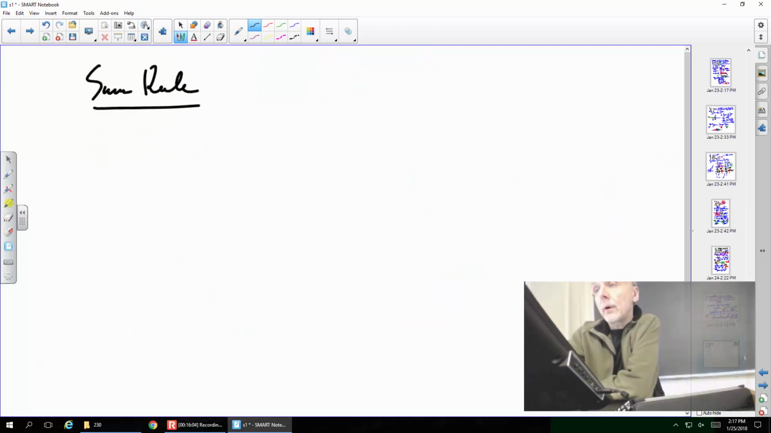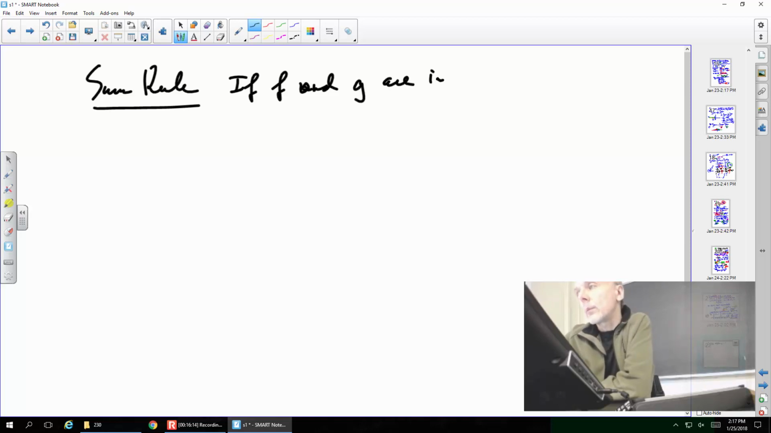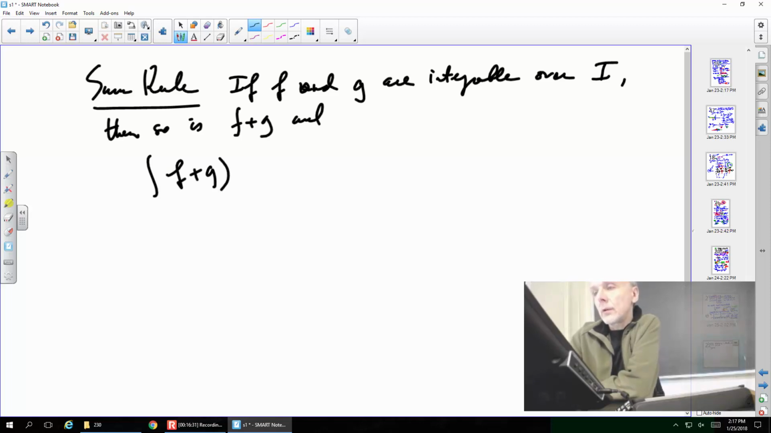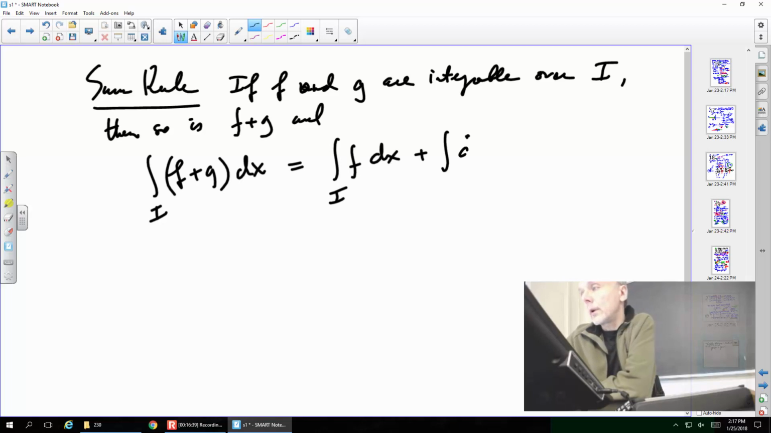The same thing happens with the sum rule, which I brought up yesterday. If f and g are integrable, this time instead of having two intervals, we have two functions and one interval. If f and g are integrable over interval I, then so is f plus g, and there is a relation between those three integrals. The integral of f plus g dx over the interval I is equal to the integral of f dx over I plus the same for g.